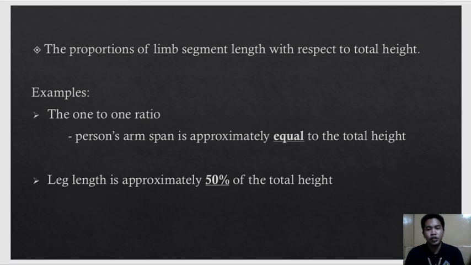So, the proportions of limb segment length with respect to total height. Examples: the 1-to-1 ratio. The person's arm span is approximately equal to the total height. So, your arm span is equal to your total height approximately, from the tip of your middle finger to the other tip of your middle finger. The next one is your leg length is approximately 50% of your total height.